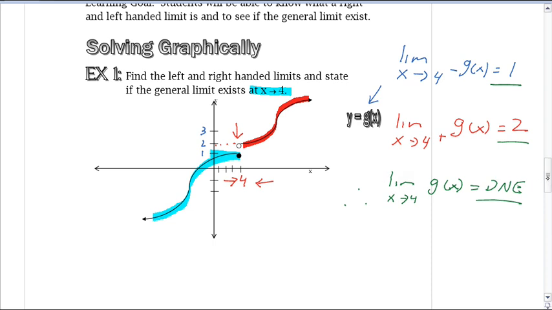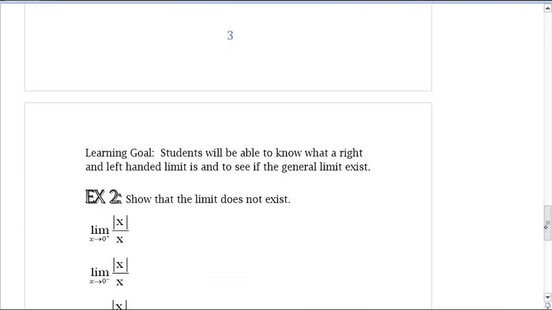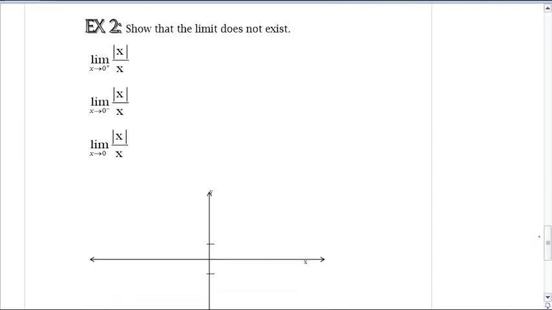These are kind of fun. These are my favorite. Let's go ahead and scroll down and take a look at our last example. It says show that the limit does not exist. Okay, so I want to show that the right hand side is equal to something, the left hand side is equal to something, and then I want to show that the general limit, if it doesn't exist, that means the right and the left are both different.